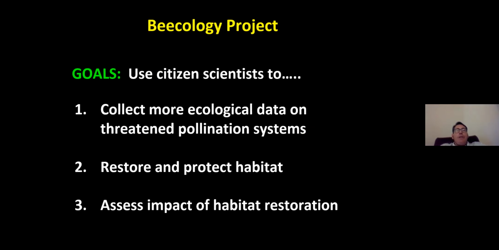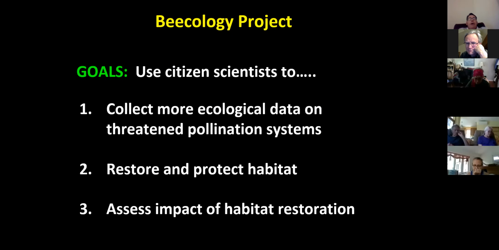So the goal is, first of all, to collect more ecological data, right? But the other goal is to restore and protect habitat. So which habitat, how do we restore? That's why I thought it was important to go into plant species selection and what we really need to focus and target and look for in terms of restoration and habitat.